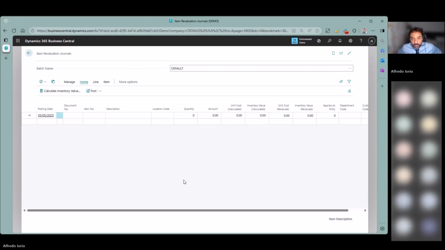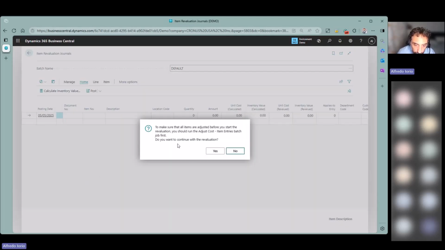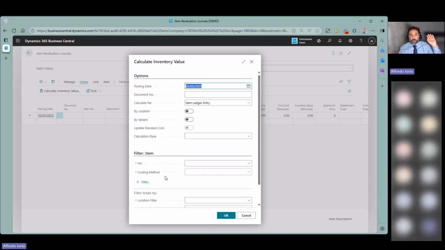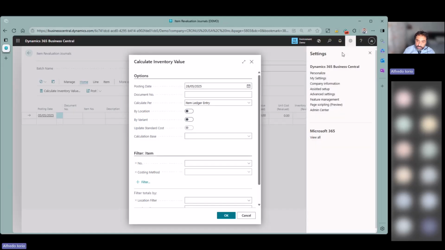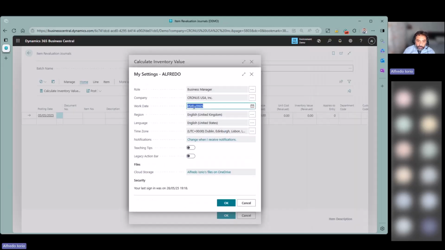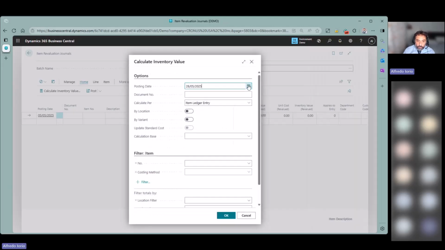So, close parenthesis, let's go and calculate inventory value. Do you want to continue? Yes, I do want to continue because my inventory is always up to date. I don't need to do anything else. So I'm going to do the inventory posting as of today. Actually, I believe my date in my sandbox is the 5th of May. So I'm not going to do it in the future. I'm going to do it today, 5th of May.